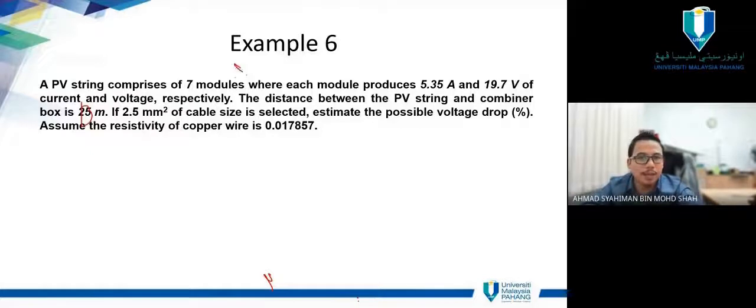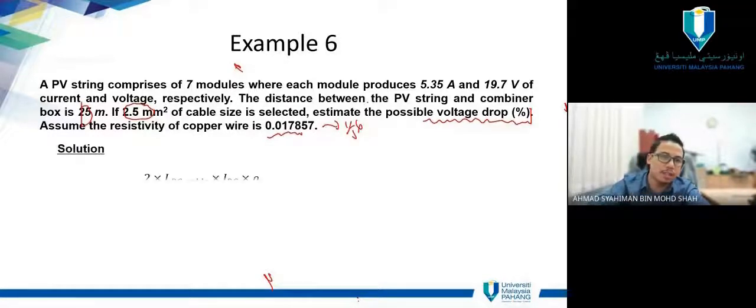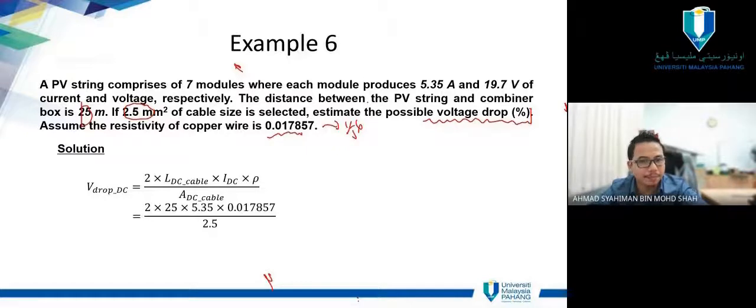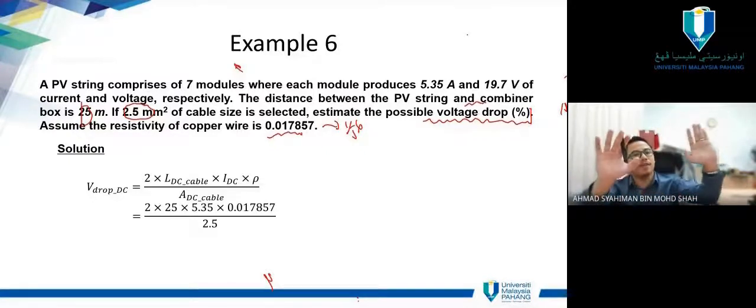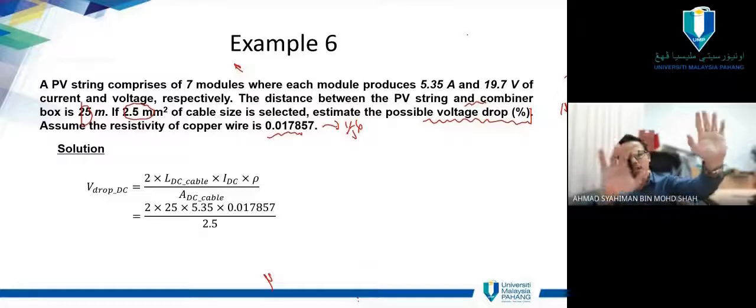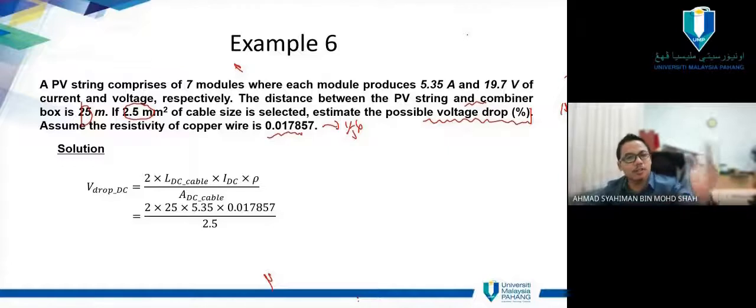Okay, so mean that I give you the cable size 2.5 and then your job is to calculate the possible voltage drop. Okay, and then assume the resistivity of copper wire is 0.017857, ni sama macam tadilah 1/56. So first of all, solution macam biasa tulislah equation-nya. Okay, and then masuk nilai. You got the distance between the PV string and the combiner box, 25 meters. That's only value yang kita ada. So kita ambil 25. So kita tak consider ada string ke ada array, tak payah. Satu soalan ni tanya ni je. So direct lah. So maksudnya 25.